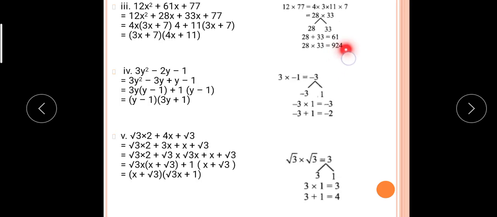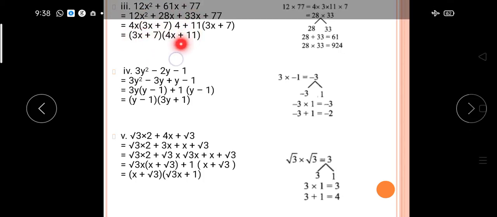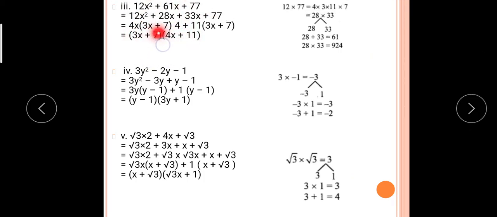61x is 28x and 33x. So 28x and 33x plus 77. Write this number in such a way that you take a common factor properly, because these two brackets should be the same. Now 12x square plus 28x plus 33x plus 77. Now what is the common in between both? 4x. So write down in the bracket 3x plus 7.